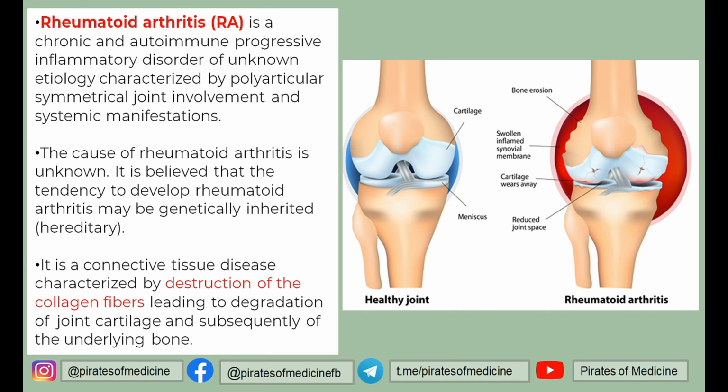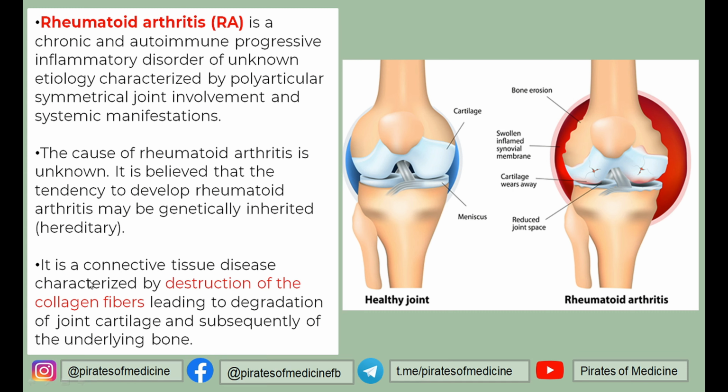And what they mean by polyarticular symmetrical joint involvement is that it occurs in both joints at the same time, on the left and right parts of the body. So if there is rheumatoid arthritis, then your left and right knee both will have the characteristic symptoms. So it's symmetrical. The cause is unknown, but it is believed that it may be hereditary or genetically inherited.